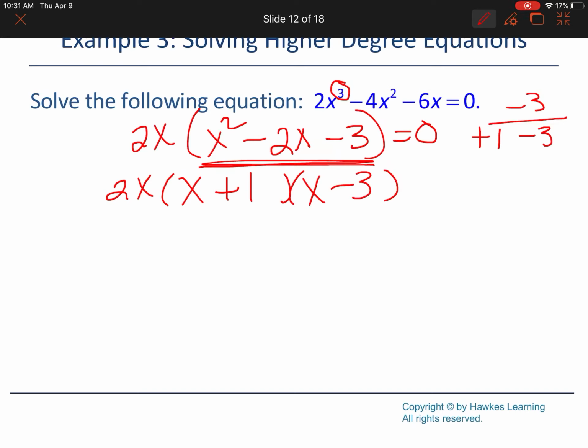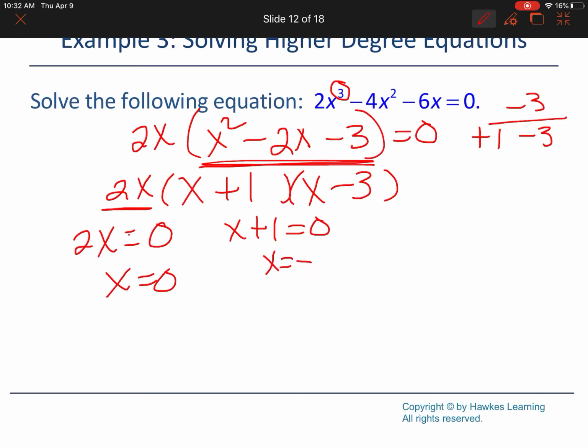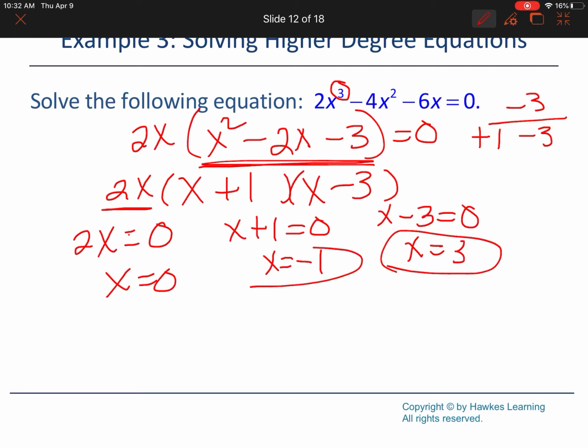So now you say I have three factors, and that's going to give me my 3 solutions that I was looking for. First of all, 2x equals 0. In other words, x is 0. Or x plus 1 equals 0. Or if I subtract 1, that's going to be negative 1. Or x minus 3 equals 0. If I add the 3, x equals 3. So those are my 3 answers. And I expected 3 answers because it was a cube. It was a third power, third degree polynomial.